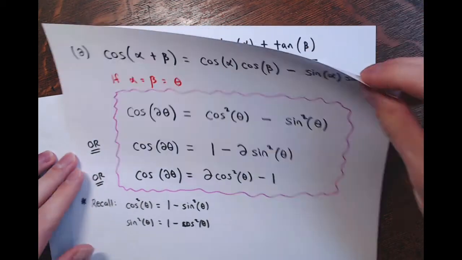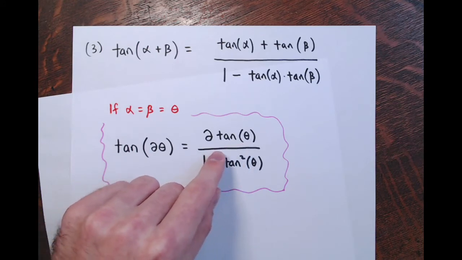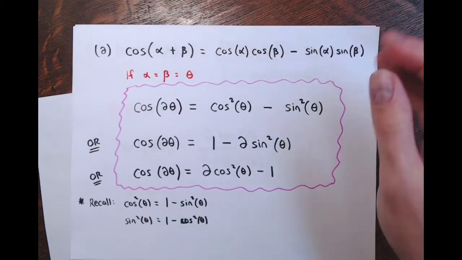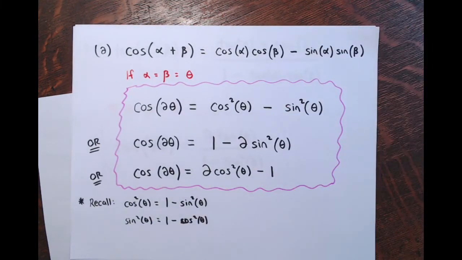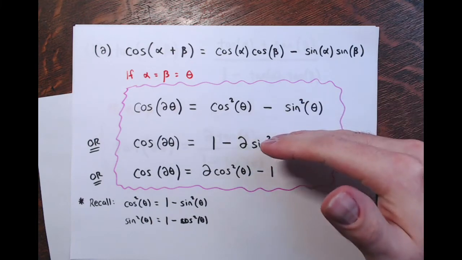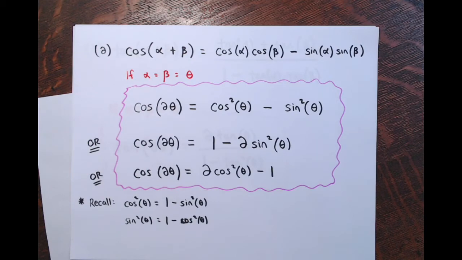And then there was the tangent. The tangent of 2 theta was 2 tangent theta in the numerator divided by 1 minus tangent squared theta in the denominator. And you saw me use this one in the first video on this objective. But we're going to be using the cosine one. Now again, you can choose any of these 3. All 3 of these are equivalent to the cosine of a double angle, the cosine of some 2 theta.